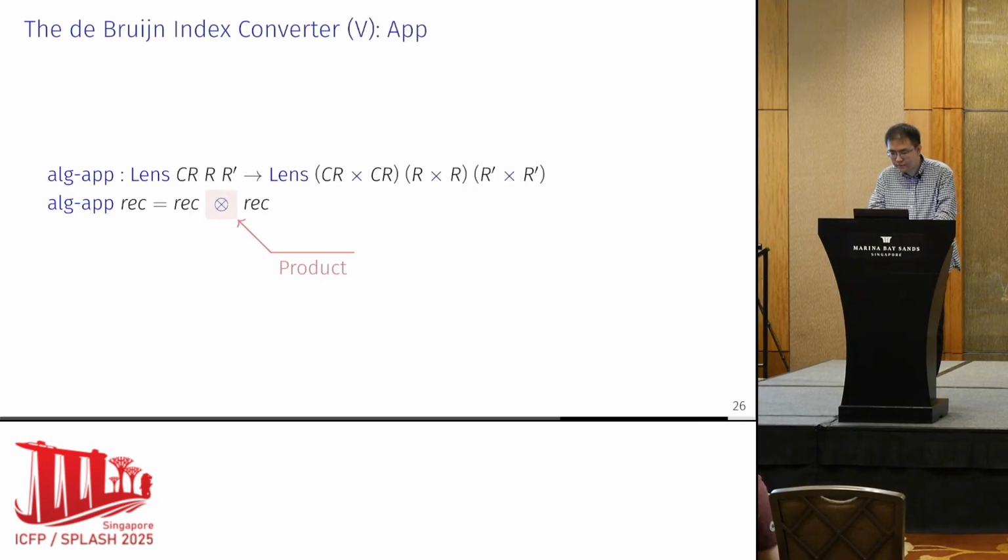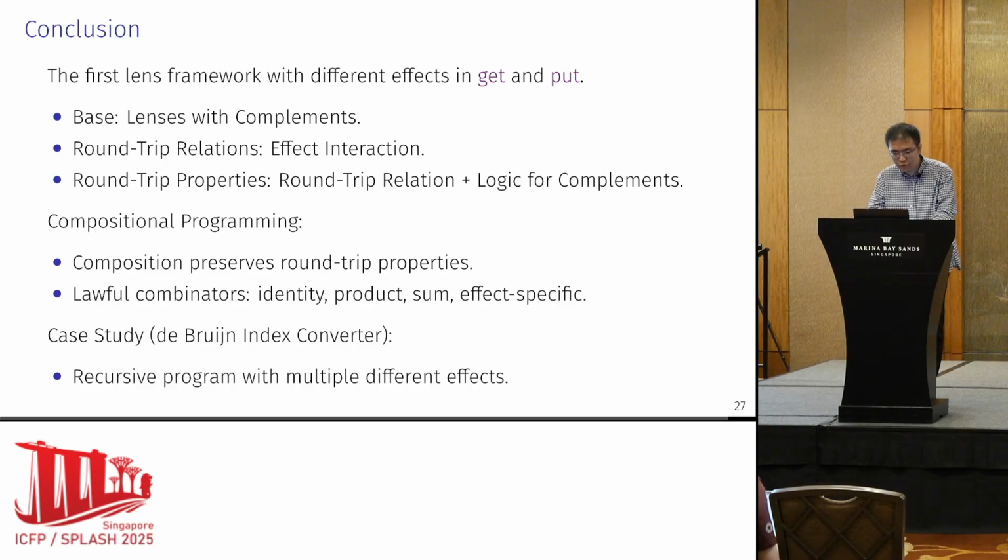So to conclude, we present the first lens framework with different effects in get and put. It is based on the alternative encoding for lenses, which is called lenses with complements. And we propose using round-trip relations to describe the interaction between the two different effects. The round-trip properties are then built on top of the round-trip relations by adding the extra logic for complements.